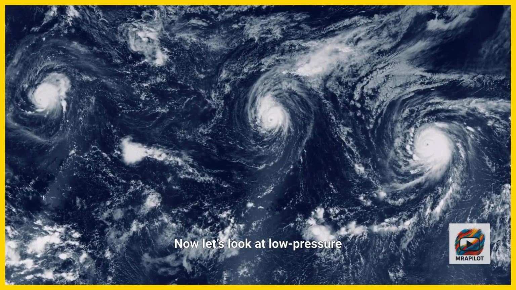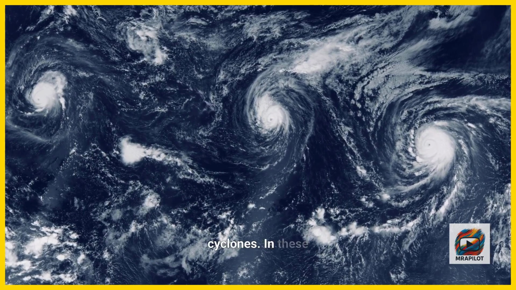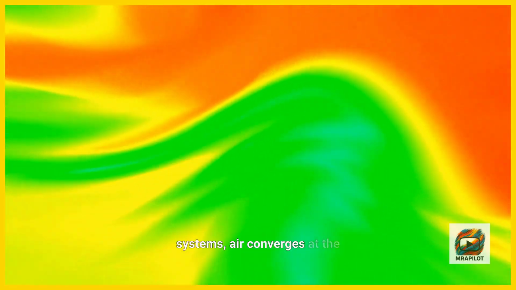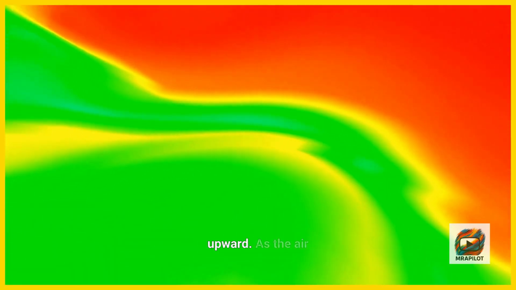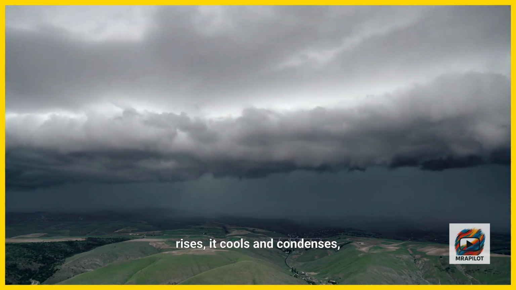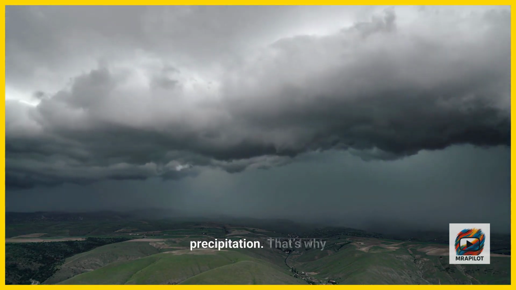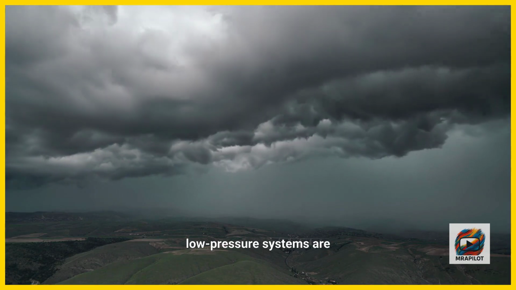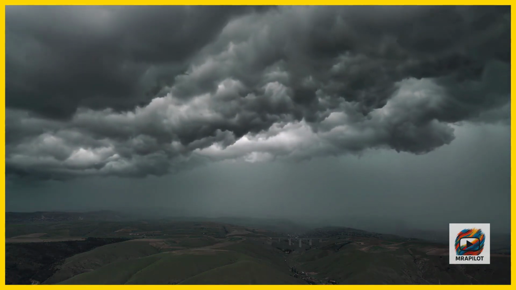Now let's look at low-pressure systems, also called cyclones. In these systems, air converges at the surface and is forced upward. As the air rises, it cools and condenses, forming clouds and precipitation. That's why low-pressure systems are linked to unsettled weather. In the northern hemisphere, low-pressure systems rotate counterclockwise and pull air inward. Again, in the southern hemisphere, this is reversed. The rising air leads to instability, which can result in clouds, rain, storms, and even severe turbulence.